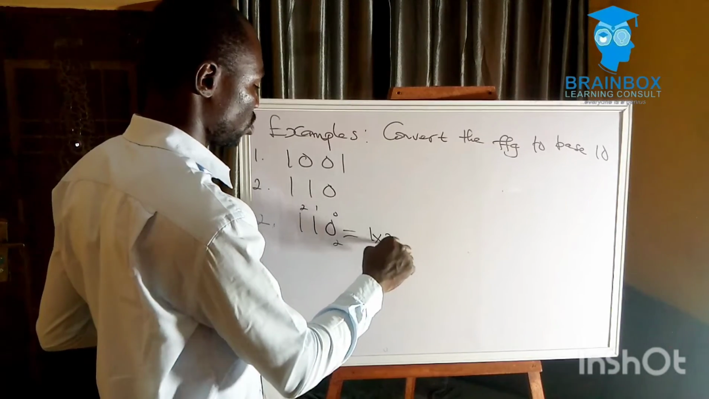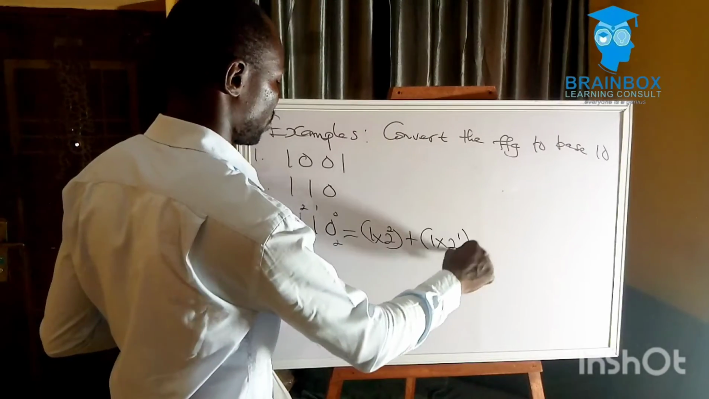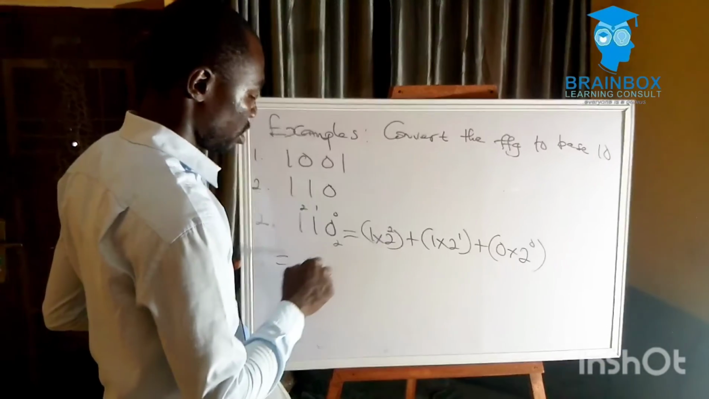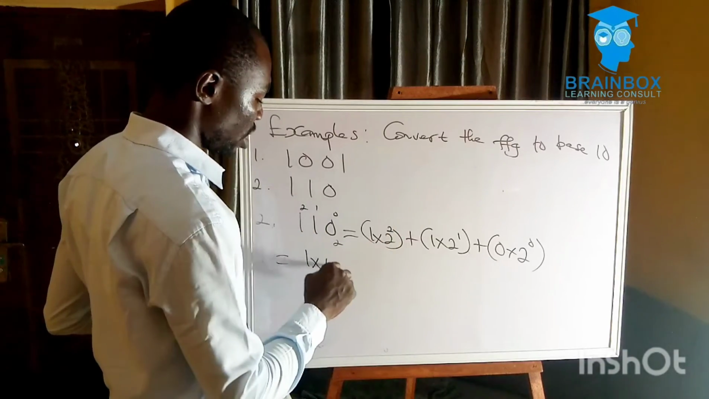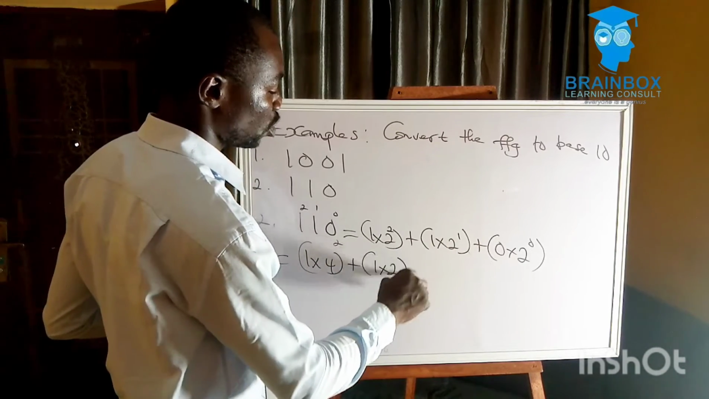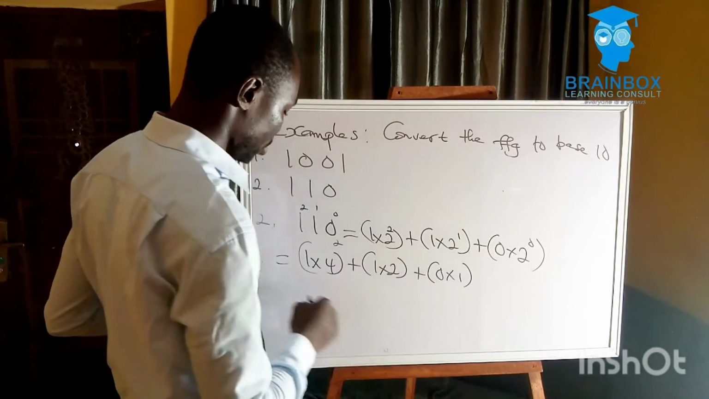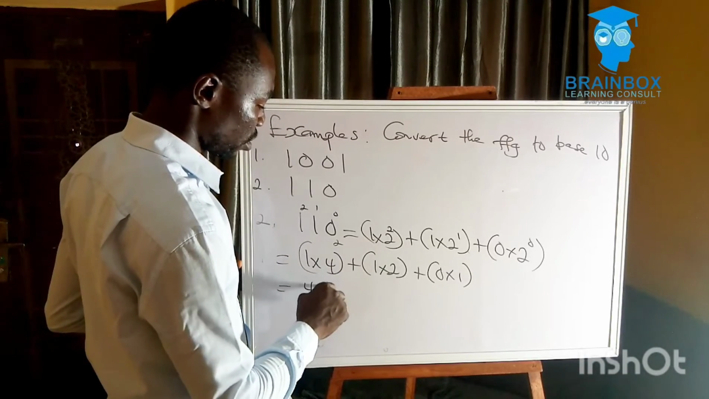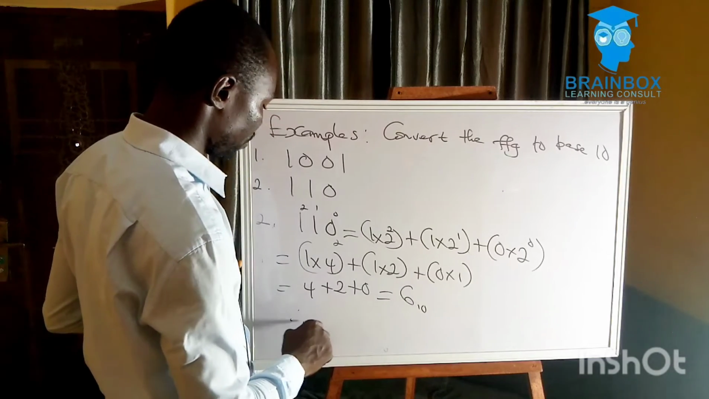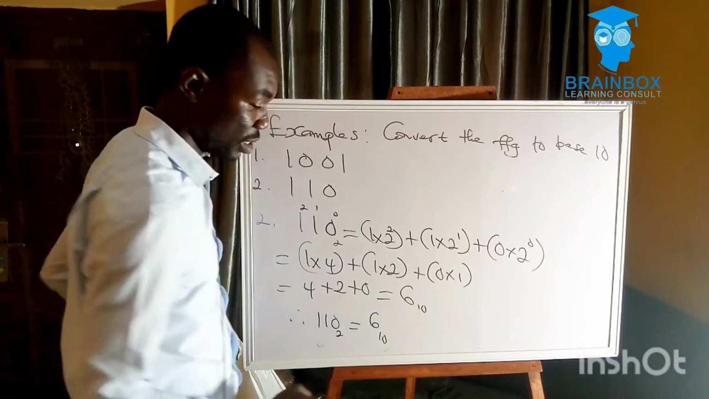So that will be 1 times 2 raised to the power of 2, plus 1 times 2 raised to the power of 1, plus 0 times 2 raised to the power of 0. Quickly, that will be 1 times 2 raised to the power of 2, that's 4, plus 1 times 2 raised to the power of 1, which is 2, plus 0 times 2 raised to the power of 0, which is 1. So that will give us 4 plus 2 plus 0, which is 6 in base 10. Therefore, 110 in base 2 is equal to 6 in base 10.